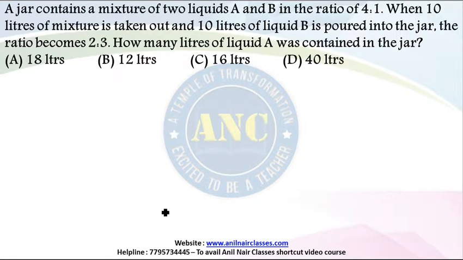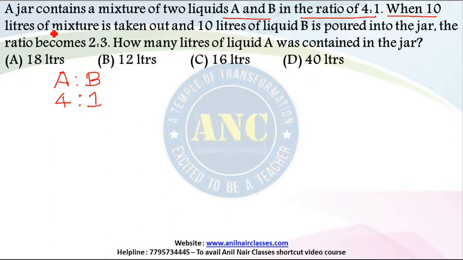Please see the next question. Similar kind of question, but we will see how beautifully we can analyze and solve this question. A jar contains a mixture of two liquids A and B in the ratio 4:1. There are two liquids A and B and they are in the ratio 4:1. This is the first statement given.